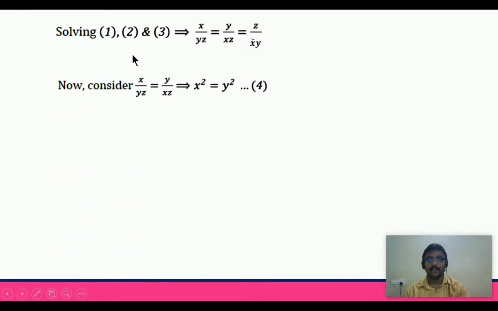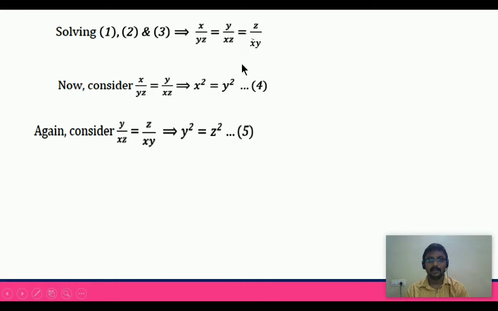Now equating the first and second equations, second fractions, we will have x by yz is y by xz. On cross multiplying, we will have x² is y². Clearly here z gets cancelled. So let it be equation number 4.